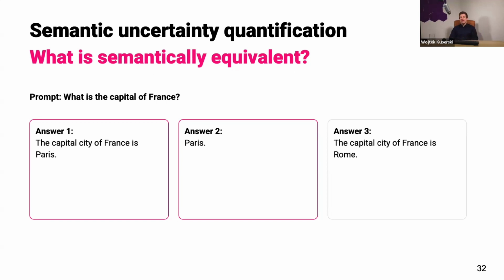But then we can have another answer, which is going to be very similar from the syntax perspective. Syntactically, it's going to be very, very similar: "The capital city of France is Rome," which is exactly the same string of words before giving the actual answer. But answer 3 is actually hallucinated.